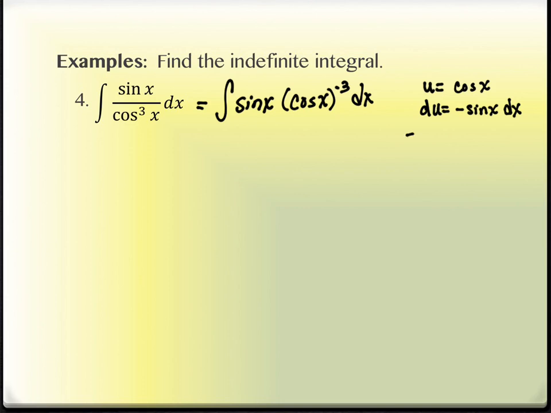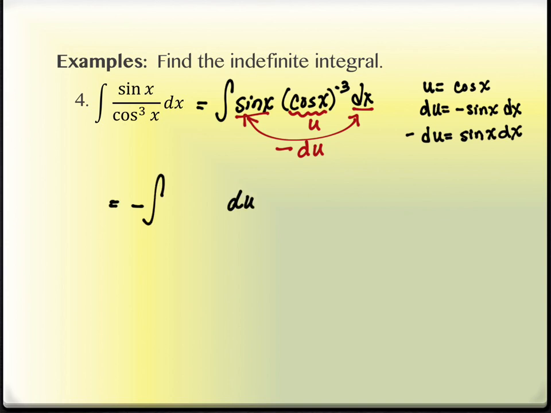So I will simply divide both sides by negative 1, which is in essence moving the negative to the other side for my replacement. So when I replace the sine of x and the dx here, they will get replaced by a negative and a du. And then this piece right here is my u. So I'm going to put my negative at the beginning and my du at the end. What will go in between? Good. U to the power negative 3. Exactly. Does everybody see how we got there?